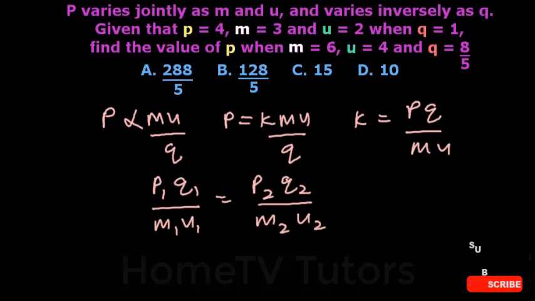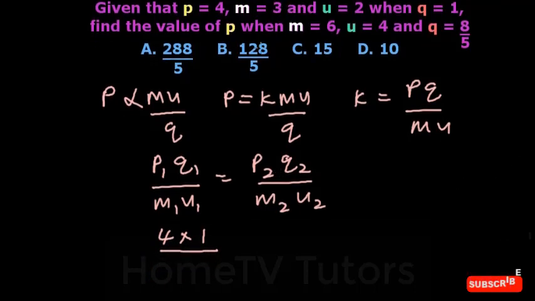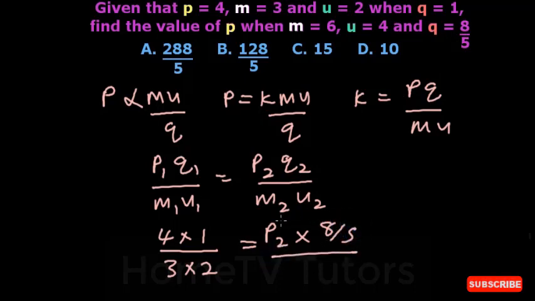Okay, so P1 is the first given value of P, which is 4, multiplied by Q1, the first given value of Q, which is 1, to be divided by M1, the first given value of M, which is 3, times U1, the first given value of U, which is 2, equals the second value of P, that is what we're looking for, P2, times the second value of Q, which is 8 over 5, to be divided by M2, the second value, which is 6, times U2, the second value, which is 4.